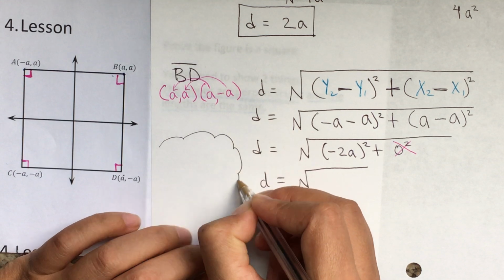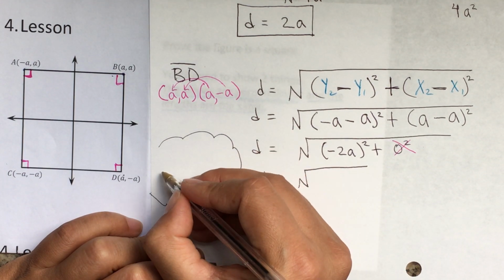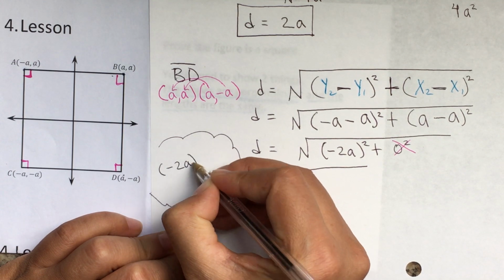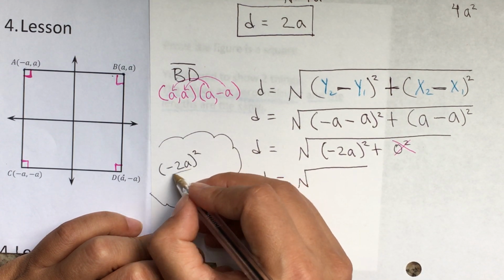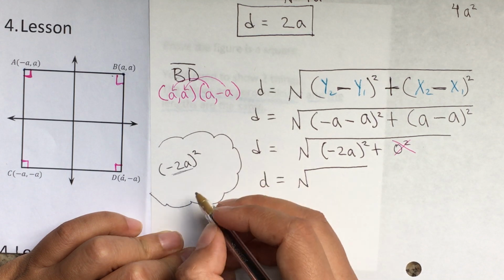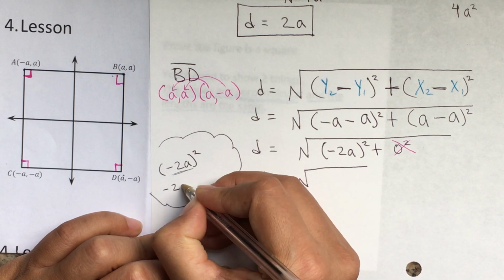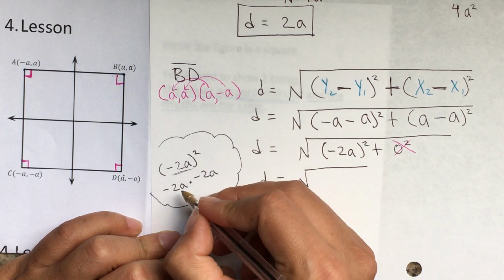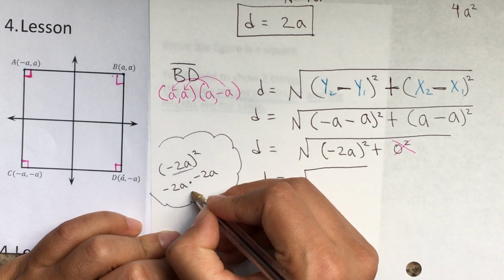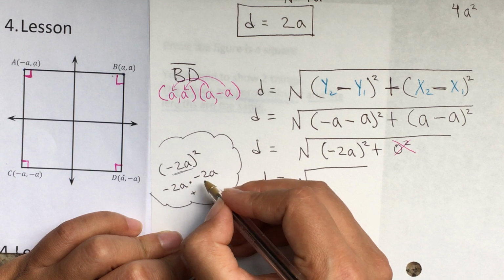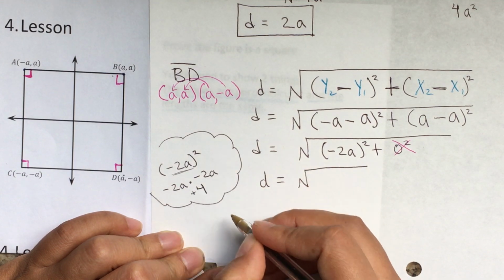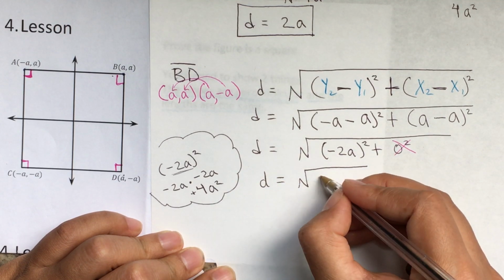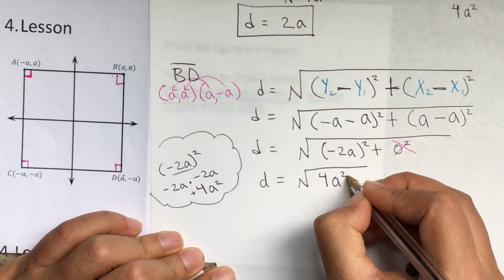I'm going to write this note because students kept having this question in class. This negative 2a squared means multiply this base times itself 2 times. So it means negative 2a times negative 2a. And so negative times negative is positive, 2 times 2 is 4, a times a is a squared. So it's going to be 4a squared.